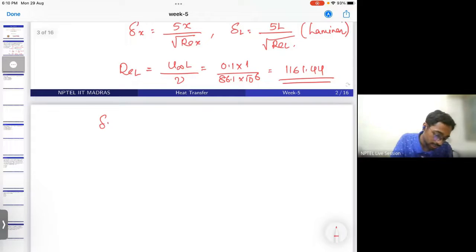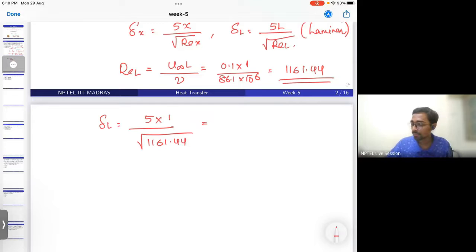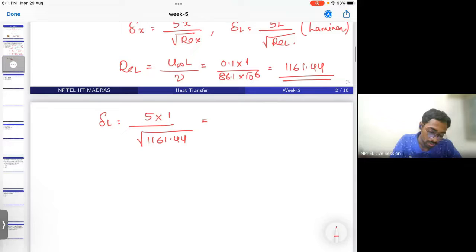Okay. So delta L is equal to 5 into length, which is 1, divided by root of 1161.44. How much is the answer? The answer will be 0.14673 meter. Okay.